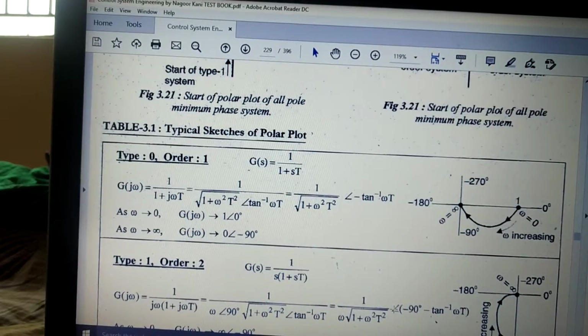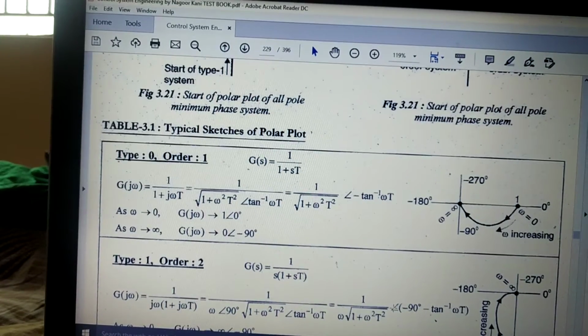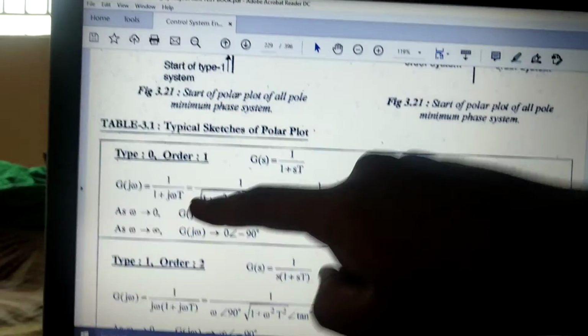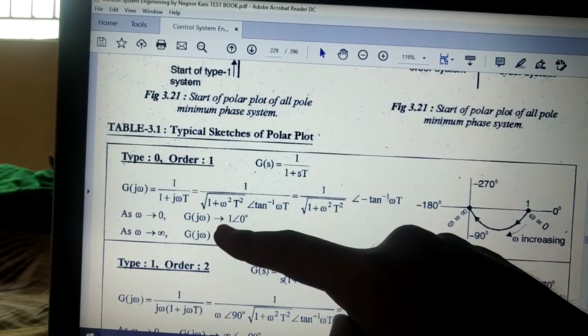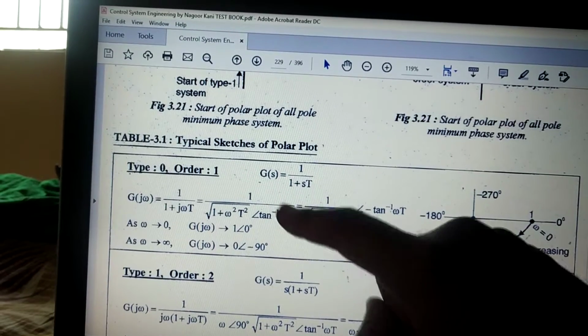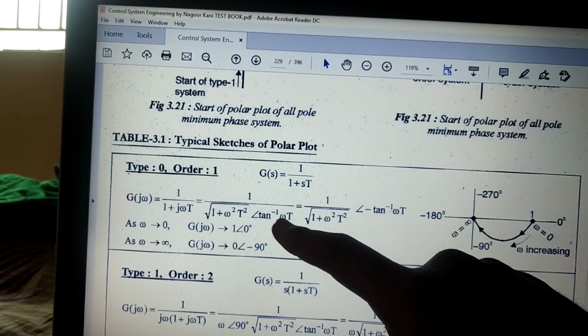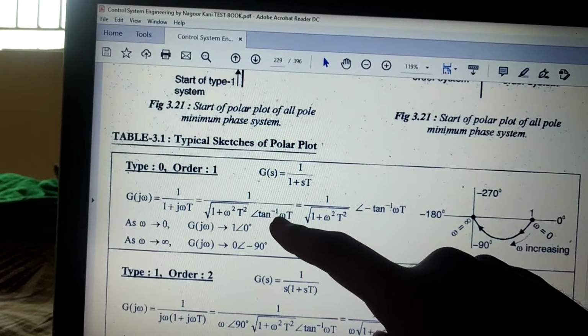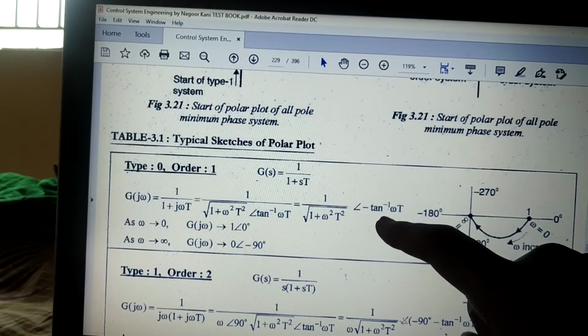Now we are going to split the magnitude and phase angle separately. The magnitude of the system is 1/square root of (1 + omega squared T squared), and the phase angle of the system is tan inverse of omega T. Since it is placed in the denominator, moving it to the numerator gives minus tan inverse of omega T.